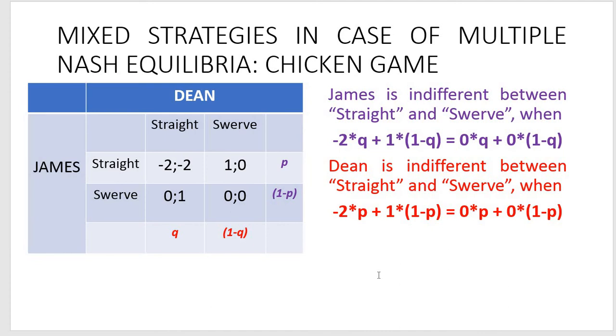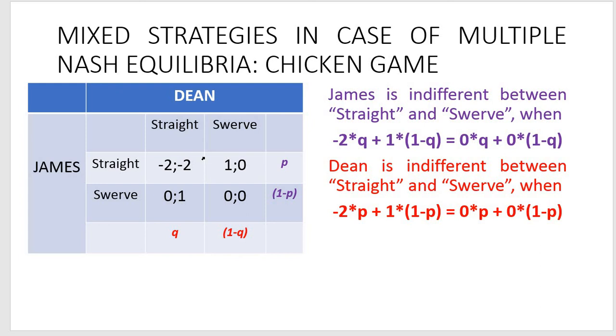So this is a chicken game. As you remember, we have two equilibrium solutions in pure strategies: when James swerves and Dean goes straight, or when James goes straight and Dean swerves. So again, it's really unclear what would be the solution, and in this case, randomization might be a useful tool for both of these players.